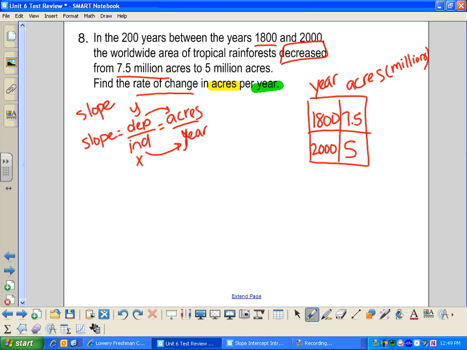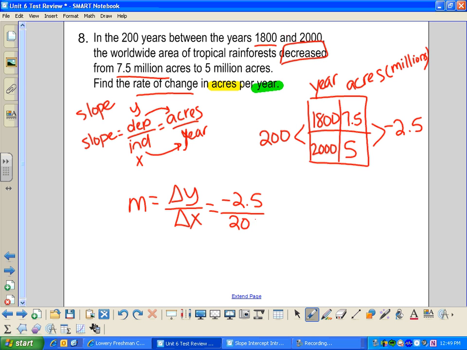So I'm trying to find the slope. Well, I've got myself a table. I love finding slope from a table. I just do change in y over change in x. So my slope is change in y over change in x. My change in y, I'm going from 7.5 to 5, so I'm subtracting 2.5 million. Change in x, increasing 200 years. So I'm going to negative 2.5 over 200.